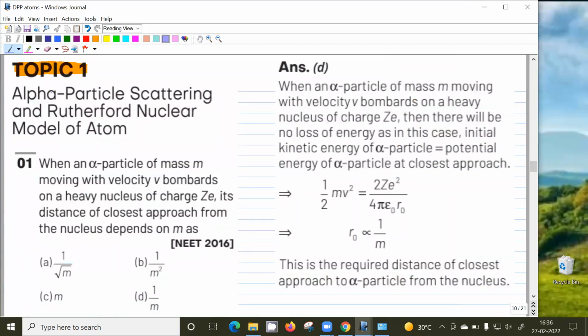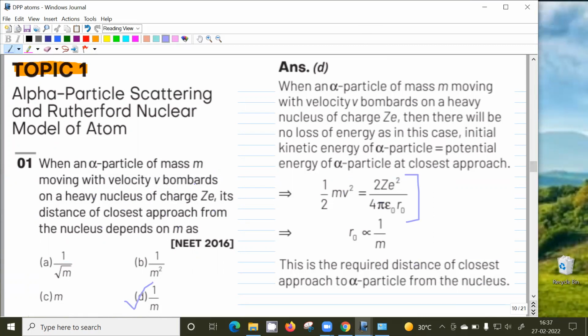This question: alpha particle scattering, Rutherford atom model. I think we have solved this problem. An alpha particle of mass m with velocity v bombards a heavy nucleus Ze. Distance of closest approach. Basically, at the closest approach point where the velocity becomes 0, there is conversion of energy from kinetic to electric potential energy. So this is the basic relation. From this we get this one.